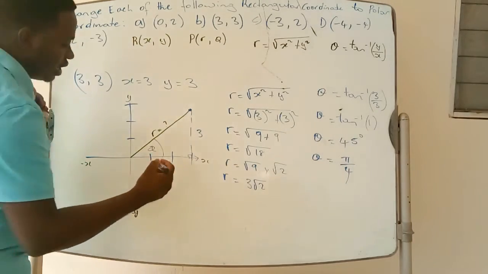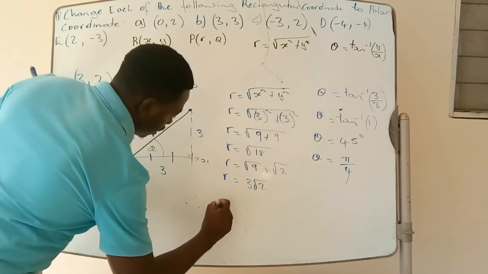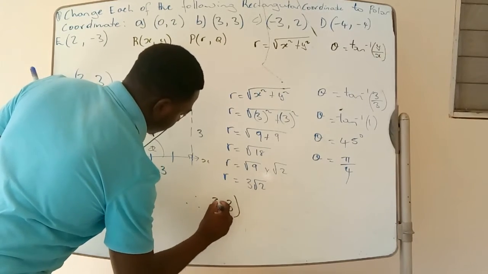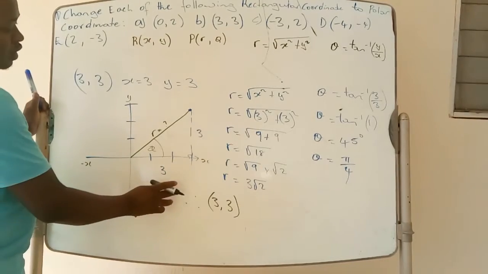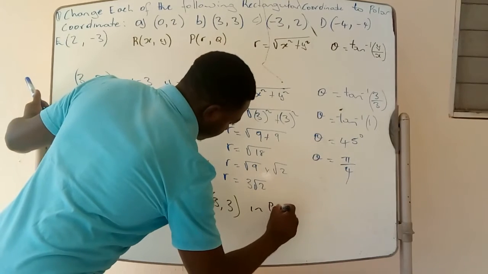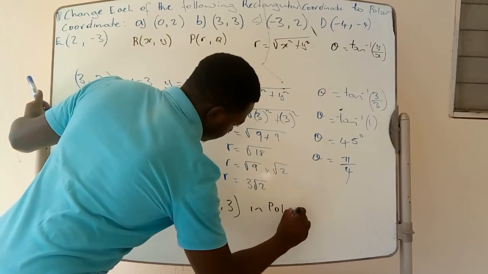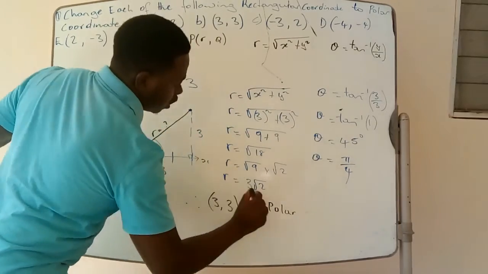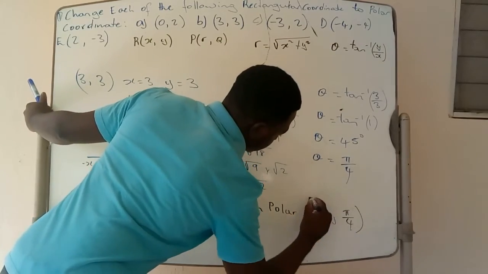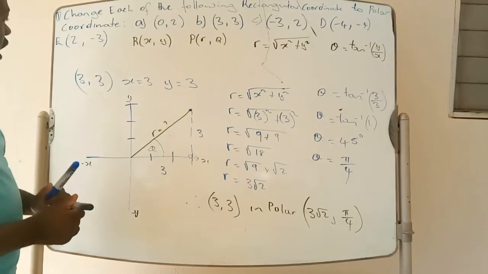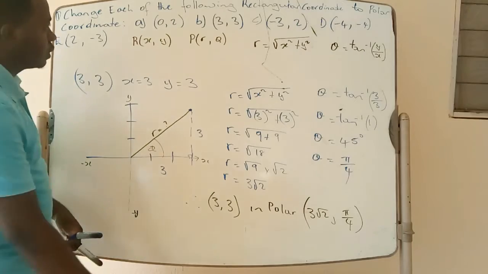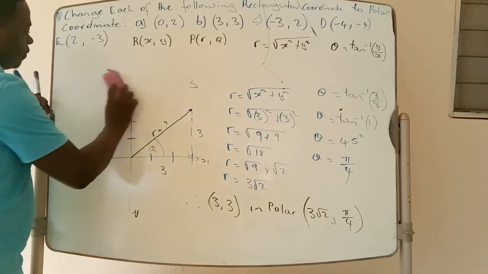Now, so therefore, our final answer: therefore, 3, 3 in polar is just 3 root 2, pi over 4. And that's how you would convert a rectangular coordinate to polar coordinates. Alright? So let's look at the other one.